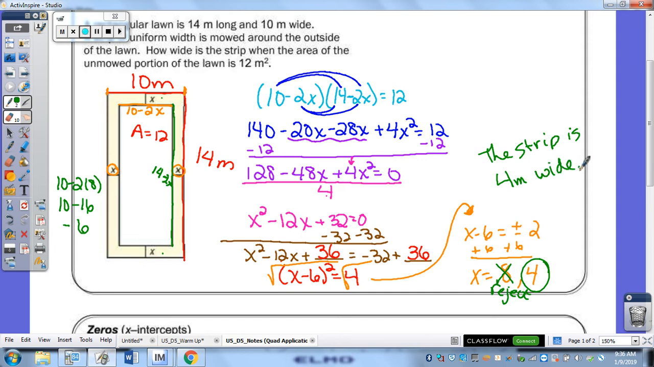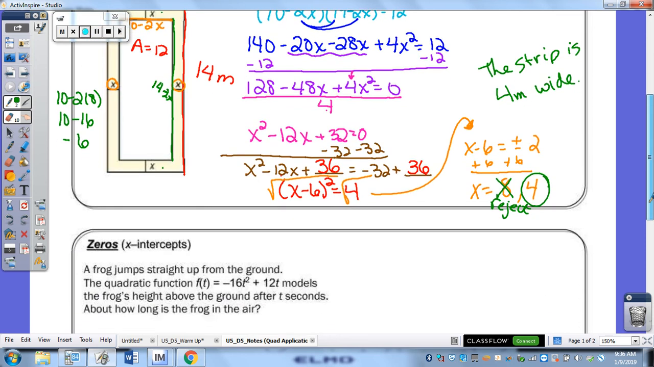You always got to go over and check, make sure your answer makes sense. A lot of times with quadratic word problems, we do end up rejecting one of them.